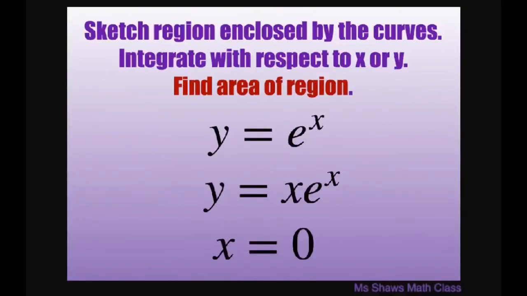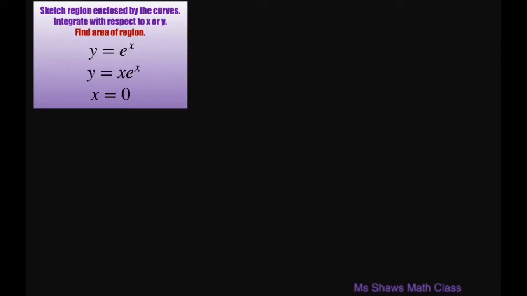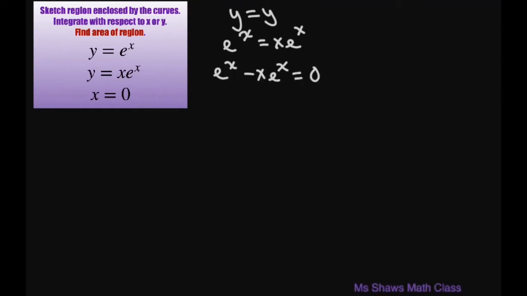Hi everyone, we're going to sketch the region enclosed by the curves, integrate with respect to x, and also find the area of the region. So first we have two y's here, y equals y. So let's set e to the power of x equals x e to the power of x. Then e to the power of x minus x e to the power of x equals 0. Factor out e to the x, and this gives you 1 minus x equals 0. So we have x equals 1.